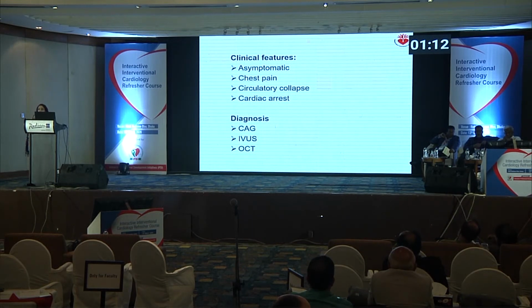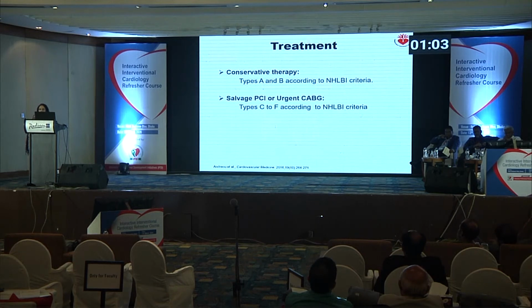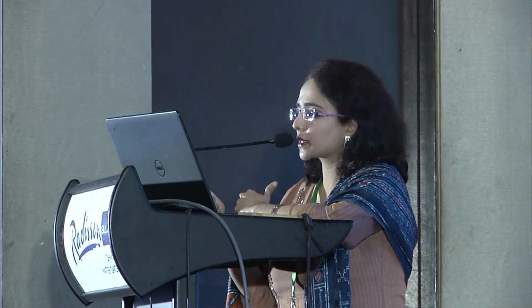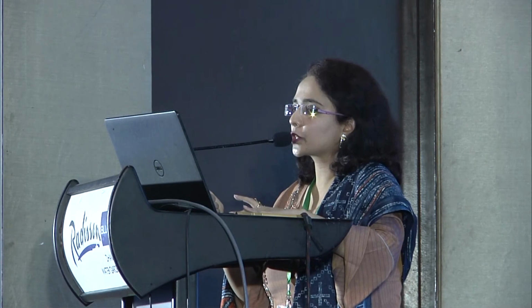The clinical features in a patient can remain asymptomatic or may develop any kind of complication from a coronary artery dissection. Treatment strategy mainly depends on the type of coronary dissection. Type A and B can be managed conservatively, but from type C to type F, it should be intervened either by PCI or by CABG. In case of retrograde aortic dissection, if it extends less than 40 millimeters, it can be watchful expectancy with surgical consultation, but for more than 40 millimeters surgery is mandatory.